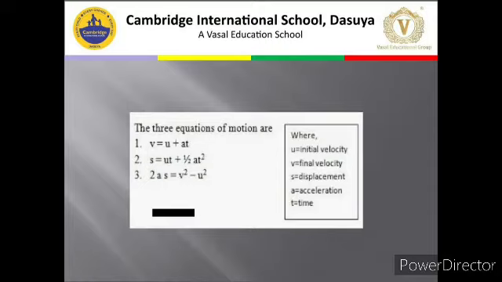Then second is s is equal to ut plus half at square. Here s is for displacement, u initial velocity, t time, half is a constant, a is acceleration, t square, here t is again time, and we are going to do square of it. Fine. Third is 2as is equal to v square minus u square. 2 is a constant, a acceleration, s displacement, v final velocity, u initial velocity.